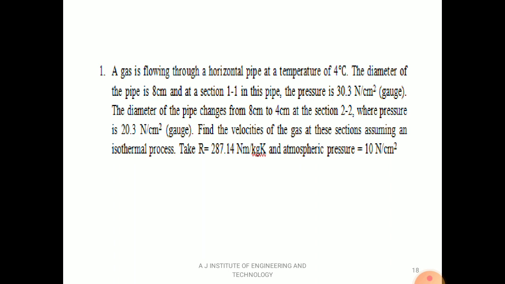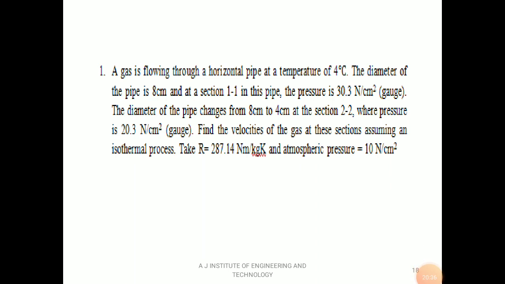Find the velocities of the gas at these sections assuming an isothermal process, that is V1 and V2 at sections 1 and 2 you are supposed to find. Take R equal to 287.14 Newton meter per kg Kelvin and atmospheric pressure 10 Newton per centimeter square. So P atmosphere is given as 10 Newton per centimeter square. The unit of the gas constant R is actually joule per kg Kelvin, but joule is equivalent to Newton meter, so there is no conversion. So R equal to 287.14 Newton meter per kg Kelvin.